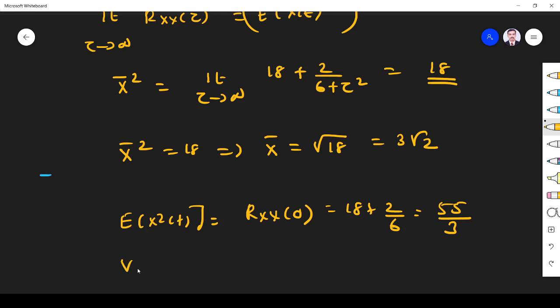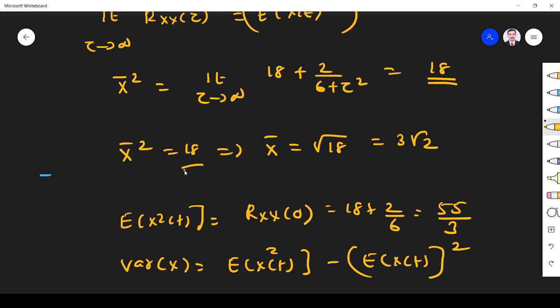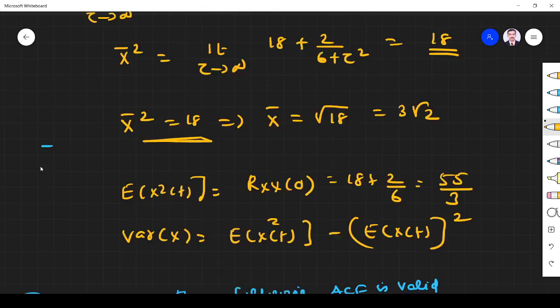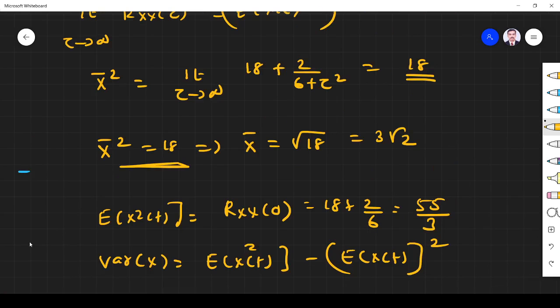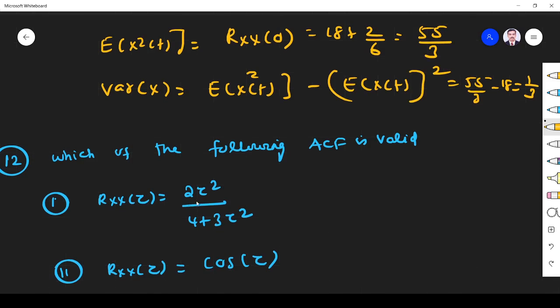Okay, now we have to find variance. Variance of x we know is E of x square t minus E of x of t whole square. E of x of t whole square is 18. E of x square t is 55 by 3. So 55 by 3 minus 18 is equal to 1 by 3. So variance is 1 by 3. Right? Simple problem. Okay, next problem.